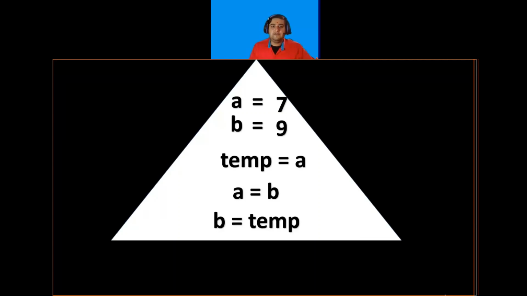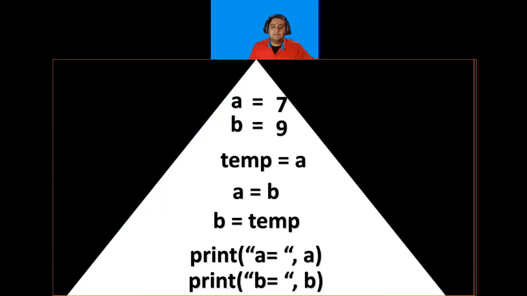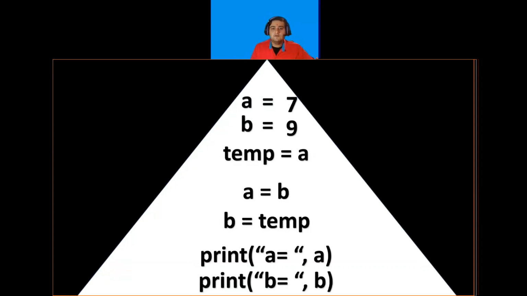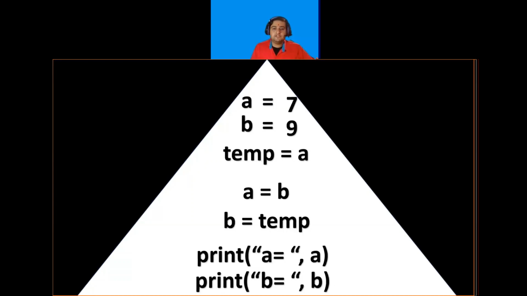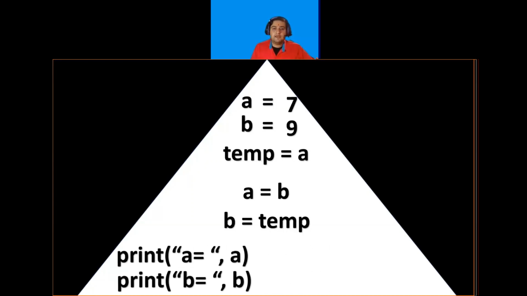For printing these values, I will write print. I will give a statement as A is equal to, and I will print the variable A, and I will write the statement B is equal to, and I will call the variable B. So these two print statements will give me my output: the first statement will give A is equal to 9, and the second print statement will give B is equal to 7.